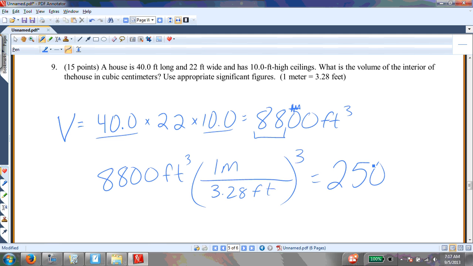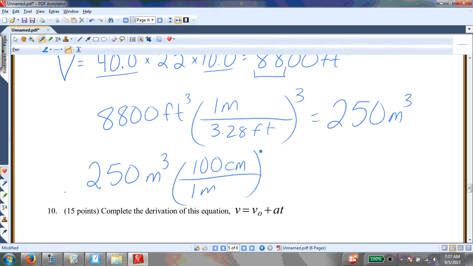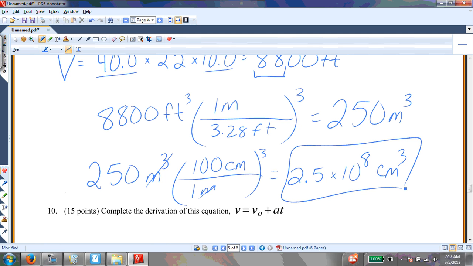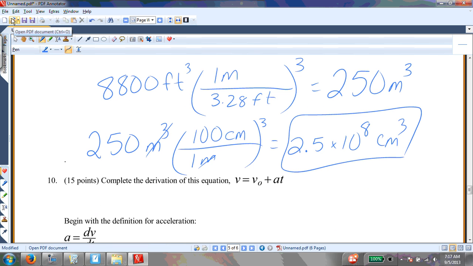That's in cubic meters, but I want it in cubic centimeters. I have to cube it. This cancels those units. Leaves me with 250 times 10 to the 6th. That's 2.5 times 10 to the 8th cubic centimeters. And that's the final answer. We could have done all of this in one step, but I broke it down into 3 separate steps.